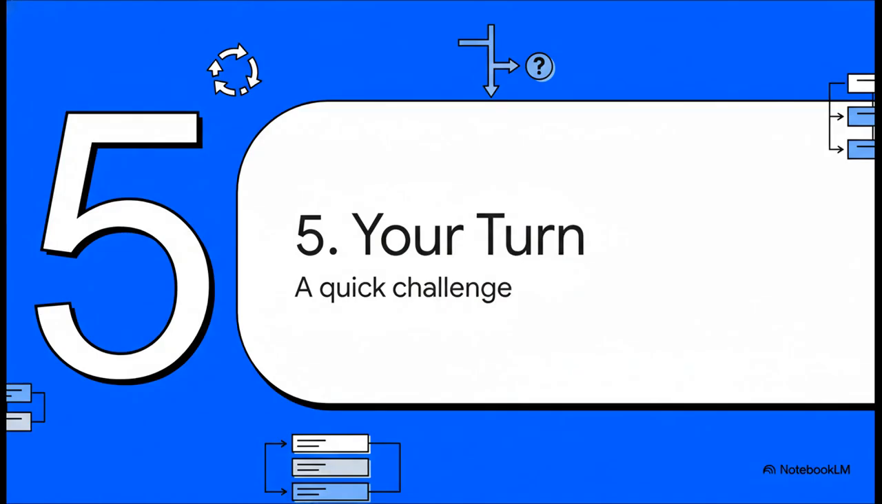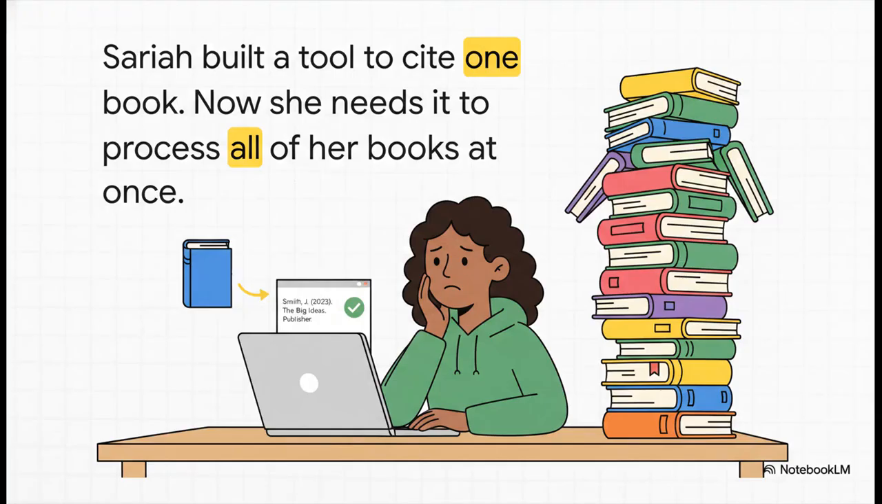Okay, so you've seen the three building blocks in action. We've got sequencing, selection, and iteration. Now let's see if you can spot them out in the wild. So let's meet Soraya.